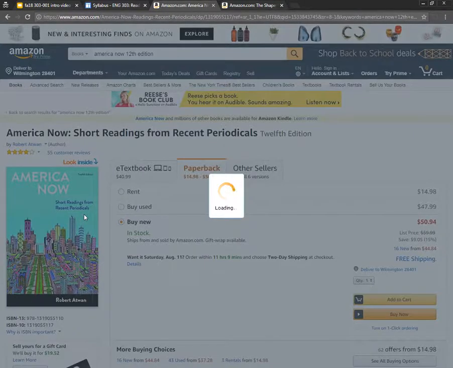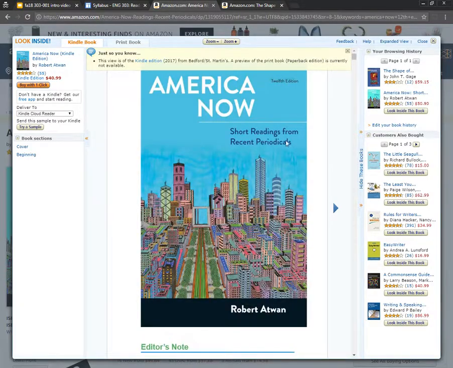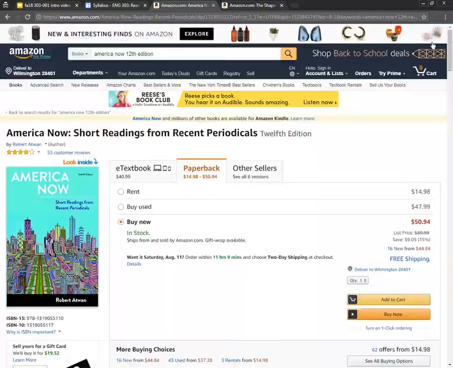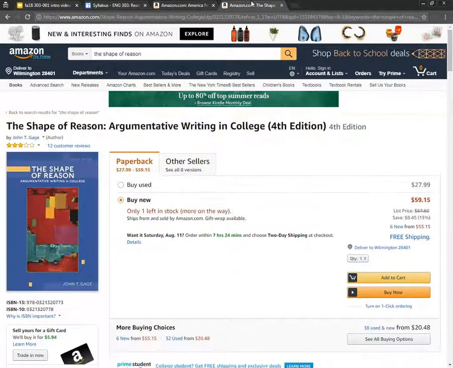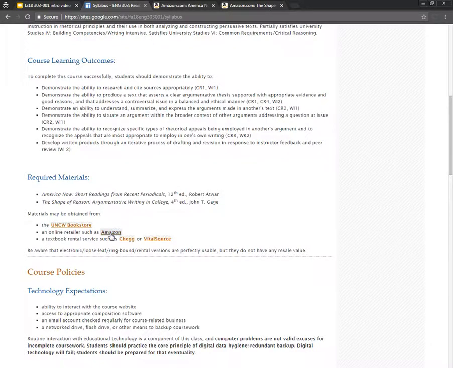And as it says here, it covers short material from recent periodicals. So that's where we look at issues. It covers issues, right? The Shape of Reason here goes over elements of rhetoric. So go ahead and get those as soon as possible. I don't care where you get them, the bookstore, Amazon, you can rent them from Chegg or VitalSource or wherever. You just need the books.